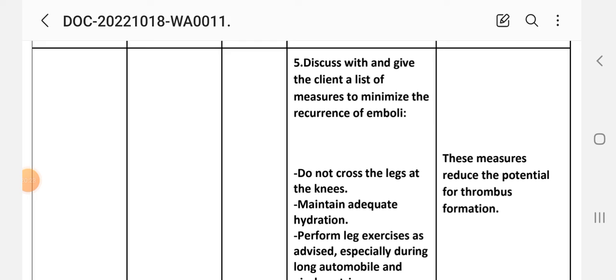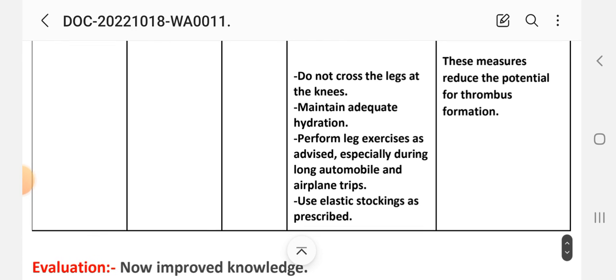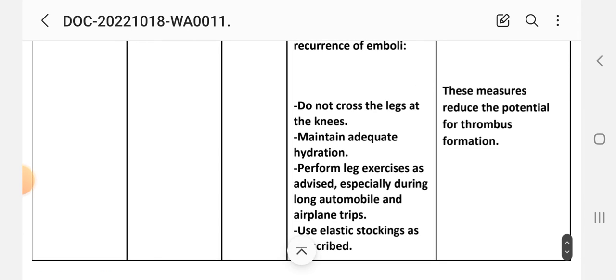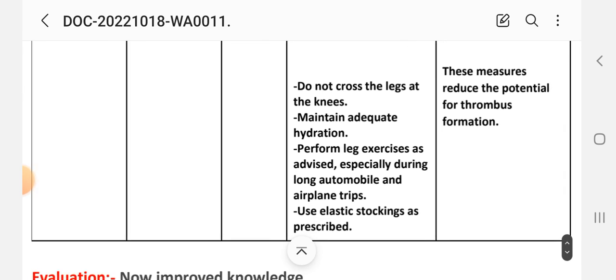Number 5, let's see here: discuss with and give the client a list of measures to minimize the recurrence of emboli. Here, do not cross the legs at the knee, maintain adequate hydration, perform leg exercises as advised, especially during long automobile and airplane trips. Use elastic stockings as prescribed. These measures reduce the potential for thrombus formation.